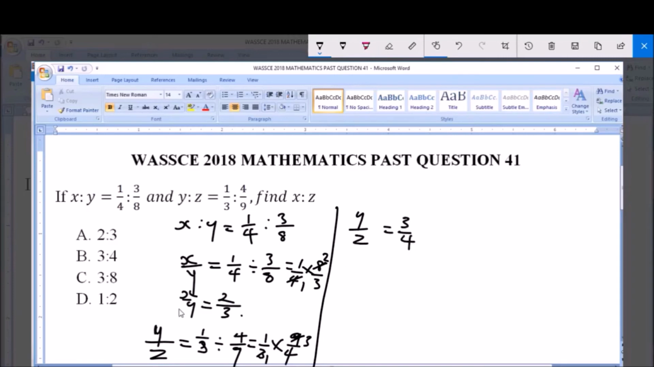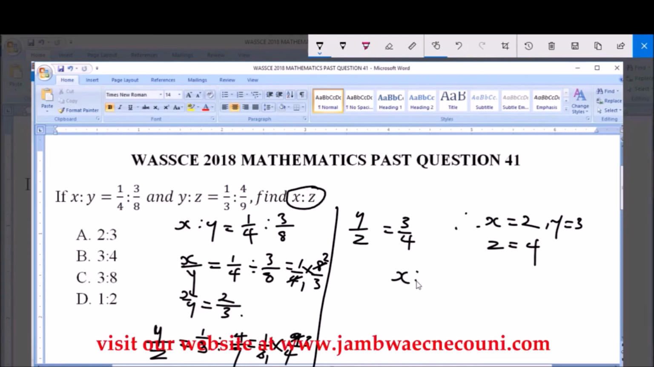Now from this you see that the numerator here, which is x, is equal to 2, and the denominator here, which is y, is equal to 3. Likewise, here the numerator y is equal to 3 and z is equal to 4. So from this now we can answer the question that says we should find x ratio z. So x ratio z will be equal to 2 ratio 4.